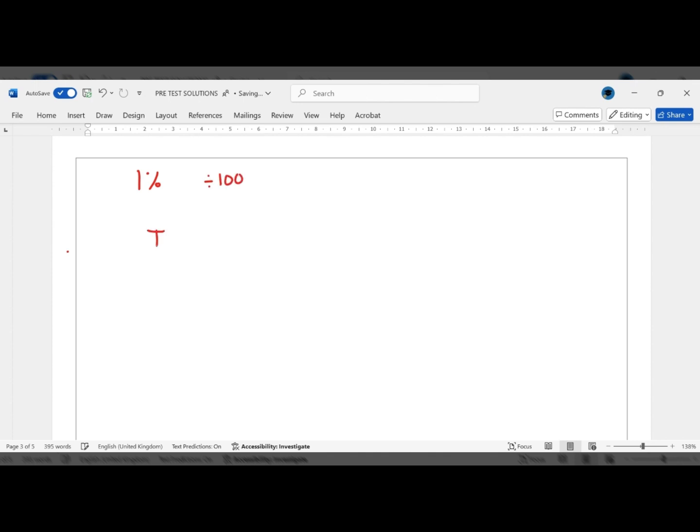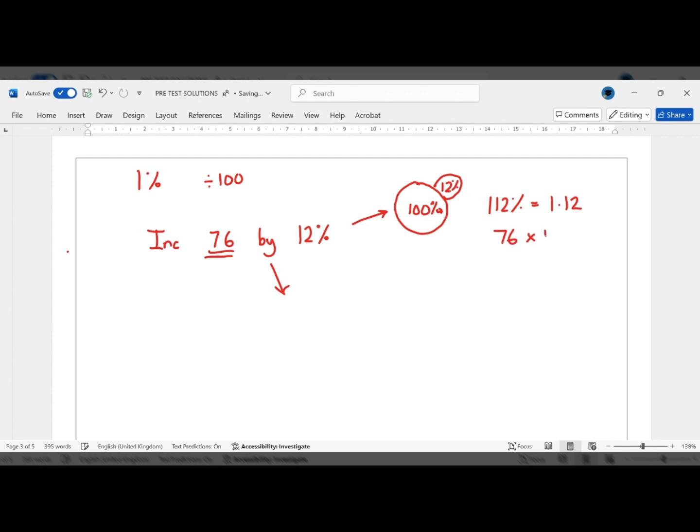So we just saw a question like, increase 76 by 12%. I want to show you 2 ways you can do it. The way I just showed you was, if ever you want to increase something, you start with 100% and you think of it as a bit added on. So if you're increasing by 12%, you're going up to 112%. You can then change that to a decimal and multiply the number that you're increasing by that decimal.